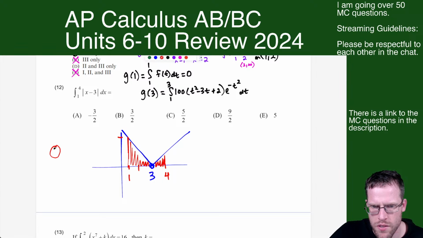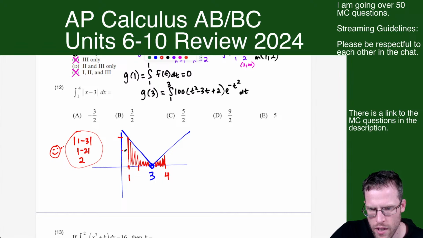If I do this in my head, the math that I'm doing is I'm just plugging in x equals 1. I'm doing absolute value of 1 minus 3, which is absolute value of negative 2, and that's equal to 2. So this triangle here is a 2 by 2. So I'm doing 1/2 base times height. So 2 times 2 is 4, divided by 2 is 2. This one is a 1 by 1. So 1 times 1 divided by 2 is 1/2. And now I just add these. This is 2 plus 1/2, which is 5/2.